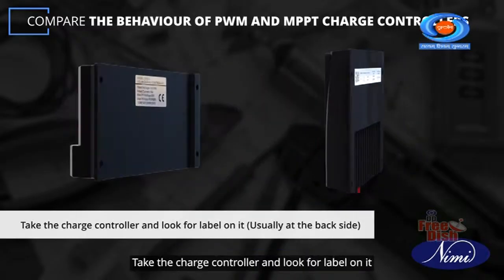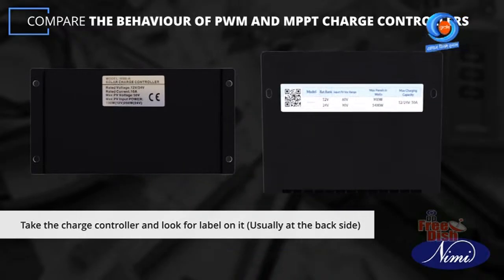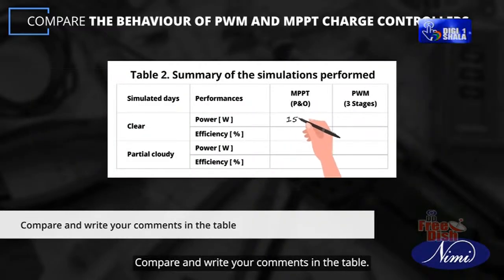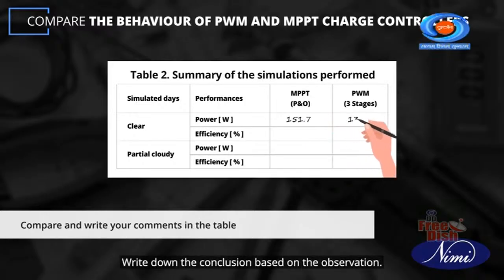Take the charge controller and look for the label on it, usually at the back side. Compare and write your comments in the table. Write down the conclusion based on the observation.